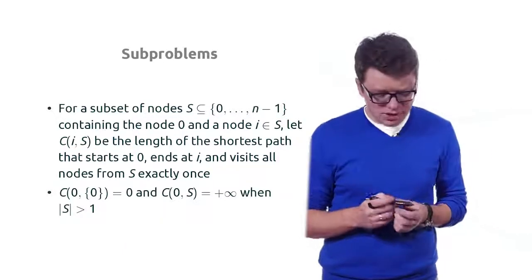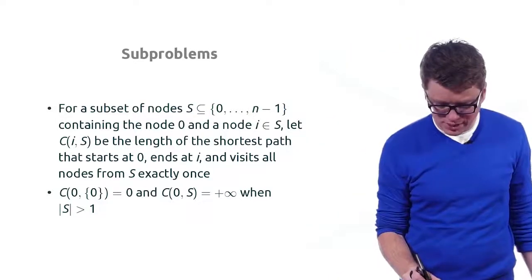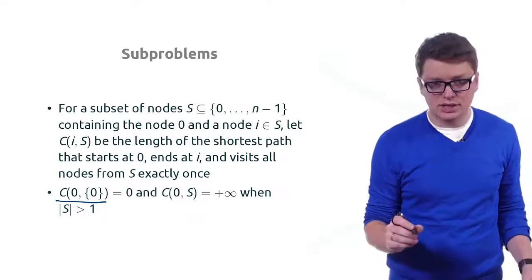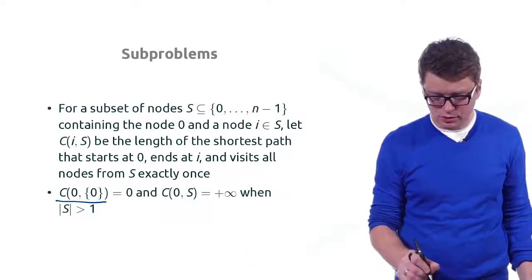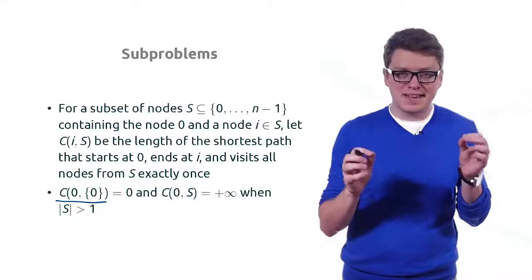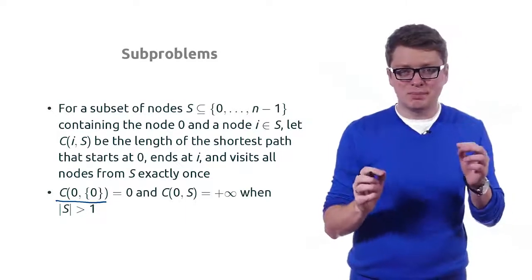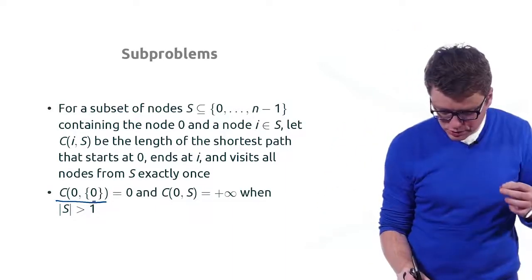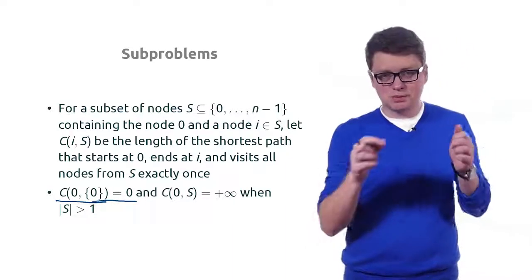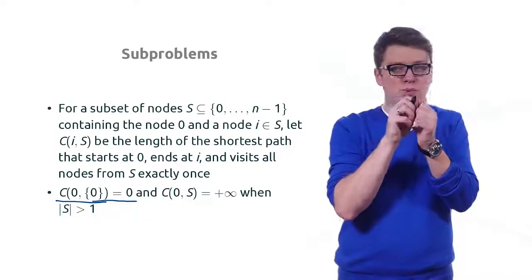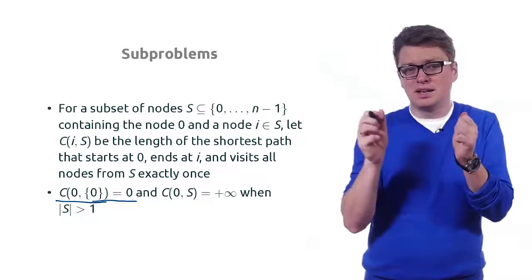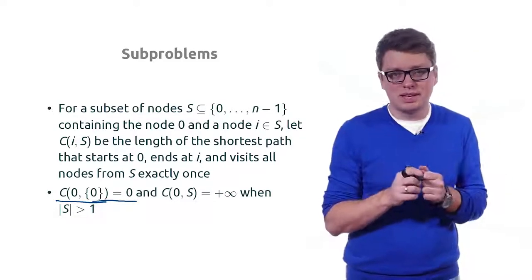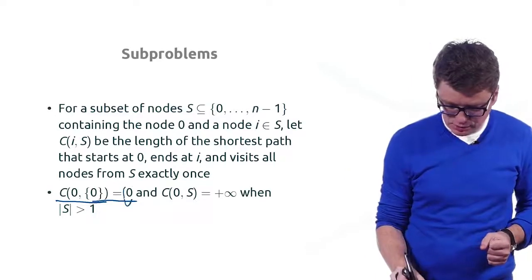Okay, so there are 2 corner cases. When i is equal to 0 and S consists of just {0}, so this 0 in curly braces corresponds to the set whose single element is just the node 0. So in this case it is equal to 0. This just corresponds to the fact that if we start in the node 0 and we do not need to visit any other nodes, then we do not need to traverse any edges. And in this case it is equal to 0.